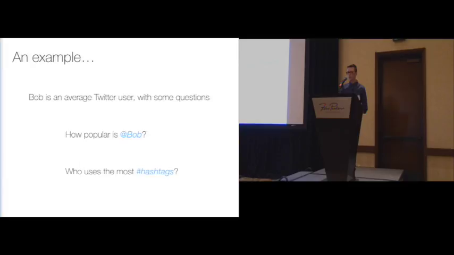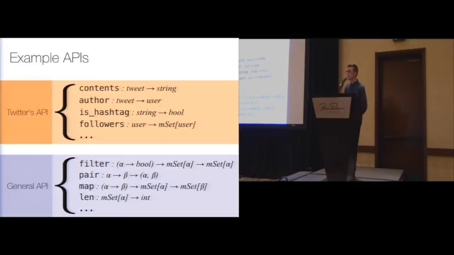So the first thing we need to do is parameterize the search by the API. Bob knows he's dealing with tweets, for example, so he might pick some functions from the Twitter API, or he might just pick the entire API as a whole. So this allows us to deal with things like the contents of a tweet, the author of a tweet. We're talking about users. We have methods for extracting particular hashtags, for example.